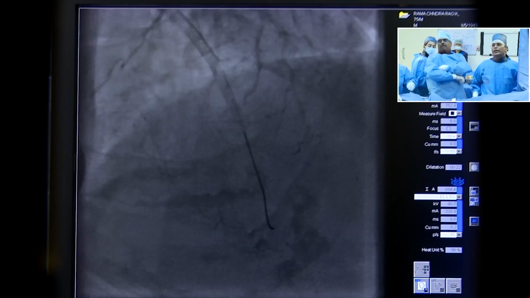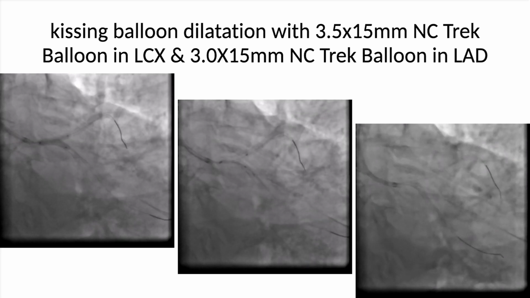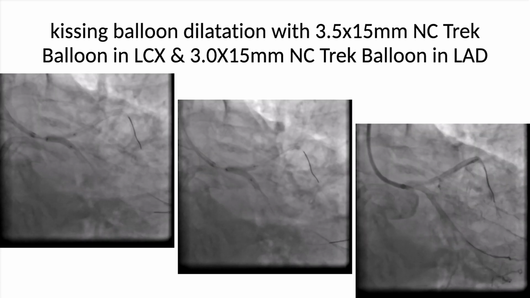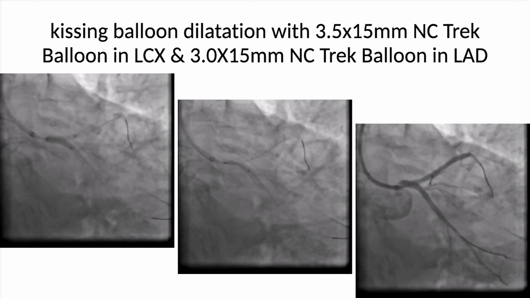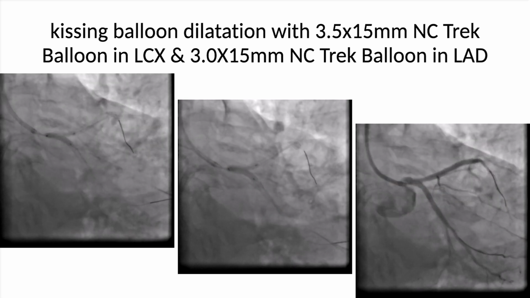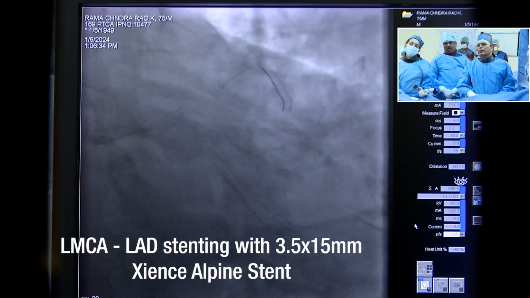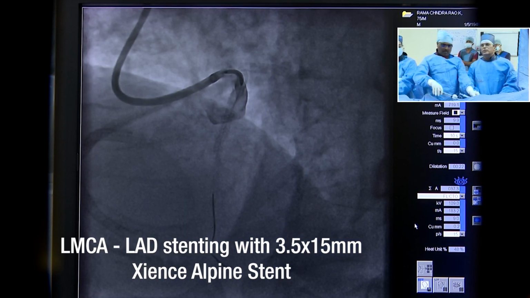Good. Flowing very nicely. Now we are doing the first kissing. After the first, initially we will dilate the struts with the 1.5 balloon. We will take a 3.5 balloon, one into the LED, one into the LCX. And the crushing was done with the 3.5 balloon. Now we are placing a stent from LM to LED. We are using the technique of DK crush. Go ahead. Go ahead. That's fine. Go ahead.